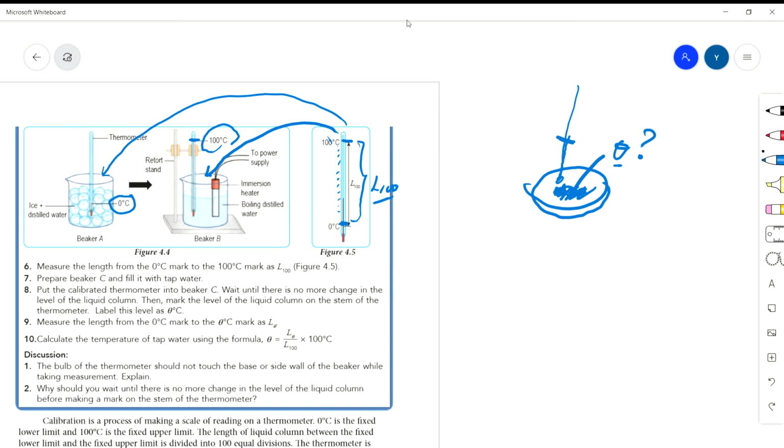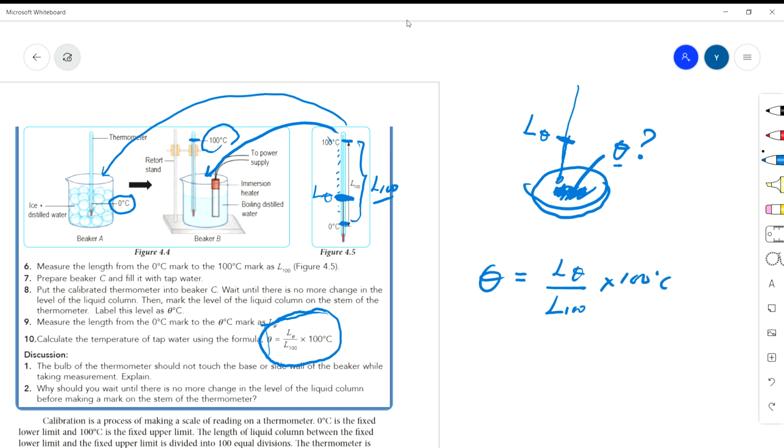Dia naik sampai berapa kat sini. You ambil this ukuran, L theta. Theta is the unknown. So let's say dia naik sampai sini, this is our L theta. From here, we can do the calibration with a simple calculation using this equation. How to get this equation pun, tak payah tahulah, senang je, buat perkadaran je. So theta equals L, yang kita nak ukur, divided by L100, times 100.